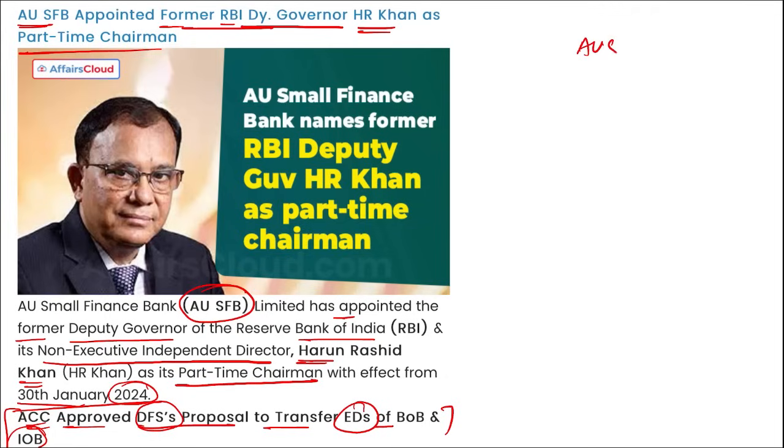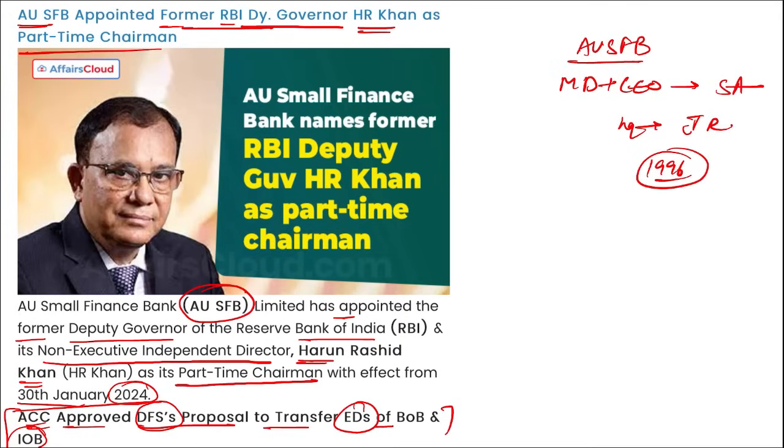Then if we talk about AU Small Finance Bank, who is the managing director and chief executive officer? Sanjay Agarwal. Where is the headquarter? It is in Jaipur, Rajasthan, and it was in 1996 that this was established.